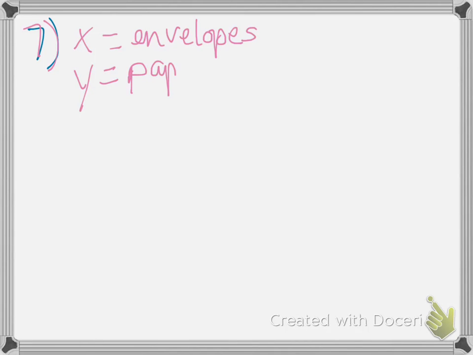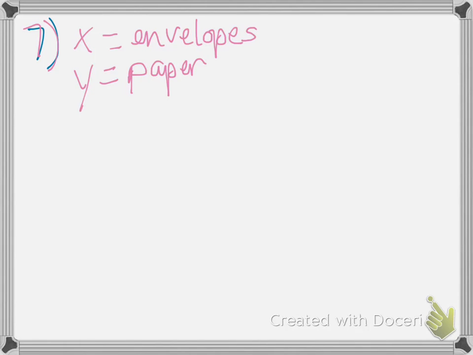Okay, so the first thing we need to do is define variables. We have x and y. x equals boxes of envelopes. And y is going to equal notebook paper. They're both boxes, so you don't have to specify boxes of each. Okay, so that's step 1.